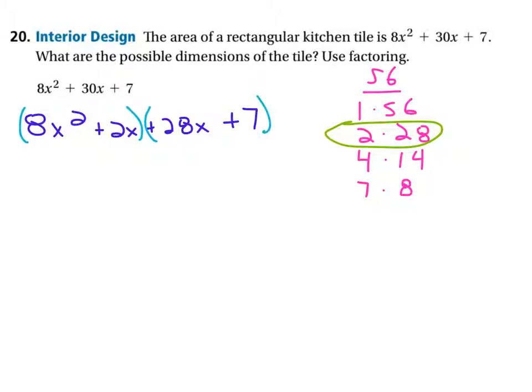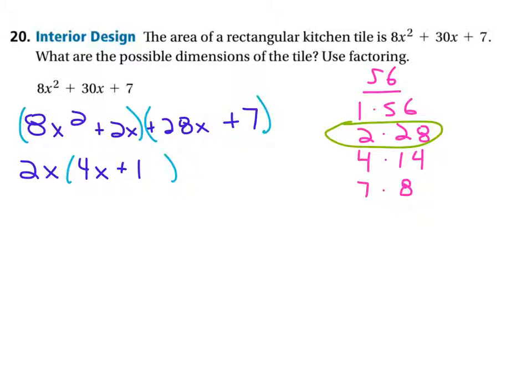Okay, now we're going to group them. I want to see what we can factor out. What can we factor out of 8x squared and 2x? We can divide them both by 2, and we can pull an x out of both of them. So what are we left with? Well, 8x squared divided by 2x is 4x, and 2x divided by 2x is 1.